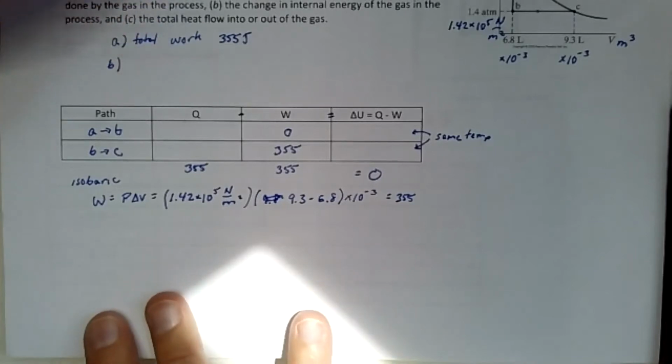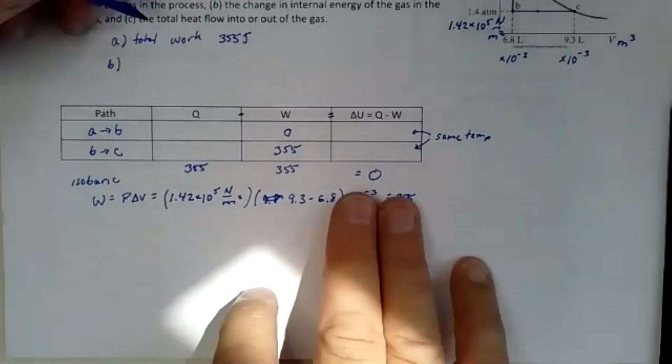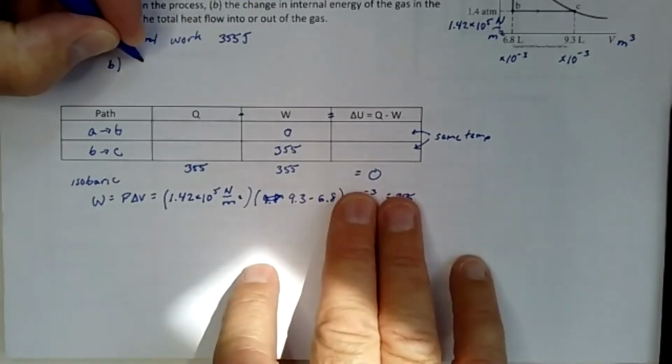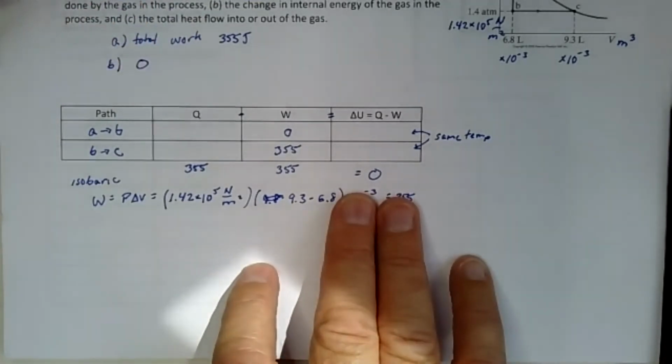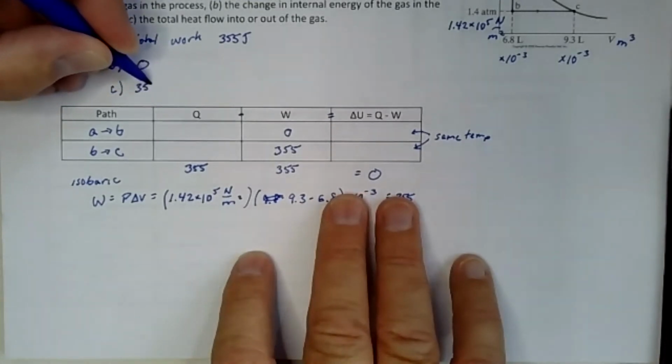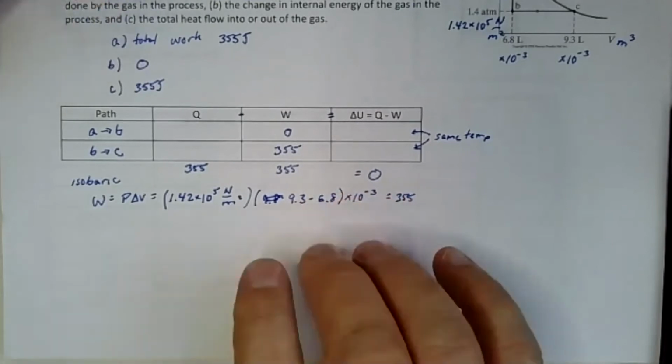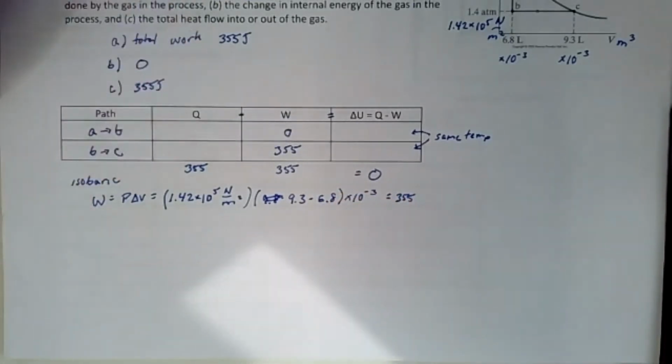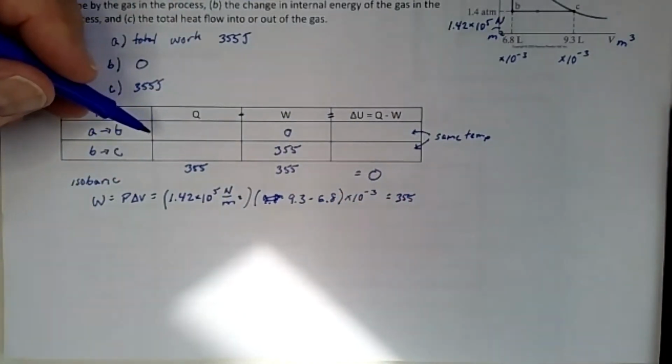And let's see what's next. Change in internal energy, we already said is 0, because we wound up back at the same temperature, and then the total heat flow is 355. And that's it. So we didn't need to fill in these other things, but the table is quite useful because it helps keep your thoughts organized.